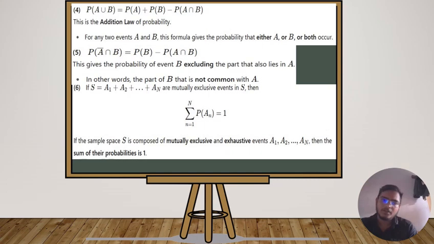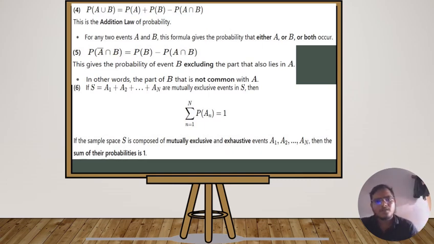P of A bar intersection B bar is equal to P of B minus P of A intersection B. This gives the probability of event B excluding the part that lies in A. In other words, we have to see that slide: the part of B that is common with A is removed.